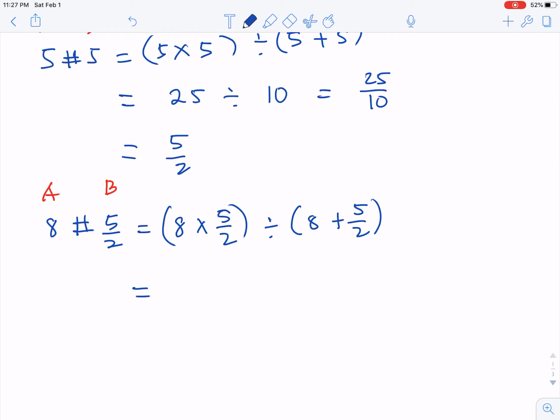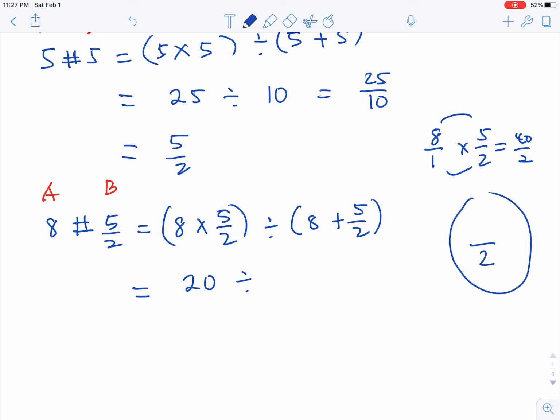Di ba, pag whole number, ginagawa natin ay, pwede tayo maglagay ng over 1, di ba? Then times 5 halves, and then you multiply the numerator and the denominator. This is 40 halves, no? Or 40 divided by 2. Meaning, this is 20, no? Divided by, ano ang 8 plus 5 halves? Anong number na 2 ang denominator niya, pero ang value ng whole number ay 8? 16, di ba?